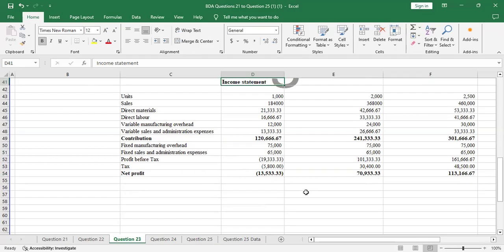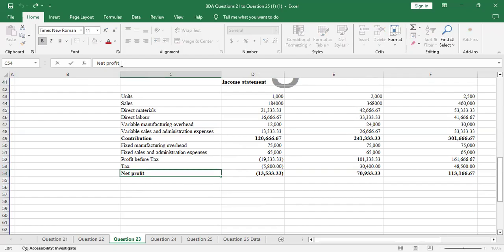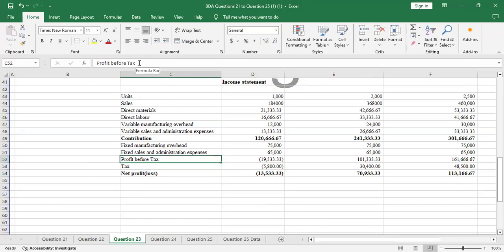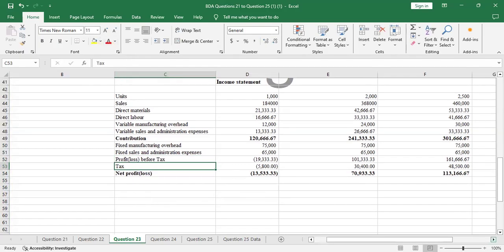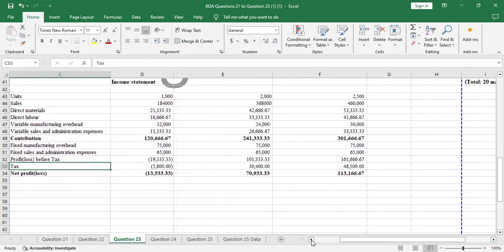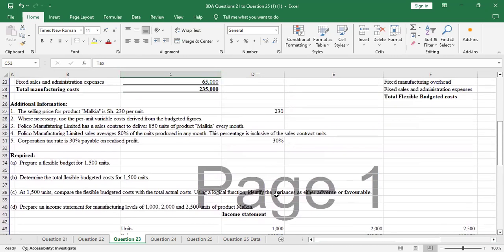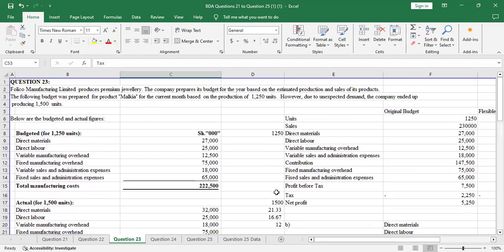And I'll just say net profit, or in brackets, loss. Where we have negative, it's a loss. Where we have profit or loss before tax, that's how you're supposed to do it. So this is how you are supposed to handle this question, and you get yourself 20 marks for this question.